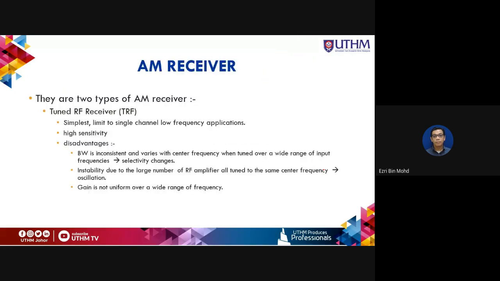There are two types of AM receiver. The tuned RF receiver is the simplest receiver, limited to single channel or low frequency application. It has high sensitivity, but the bandwidth is inconsistent: it varies with center frequency when tuned over a wide range of input frequency, which means the selectivity changes. It is also not stable, because the large number of RF amplifiers all tuned to the same center frequency can cause oscillation. Also, the gain is not uniform over a wide range of frequency.